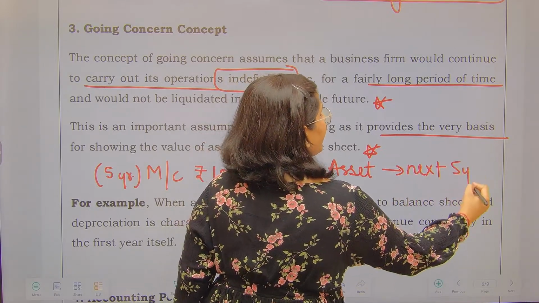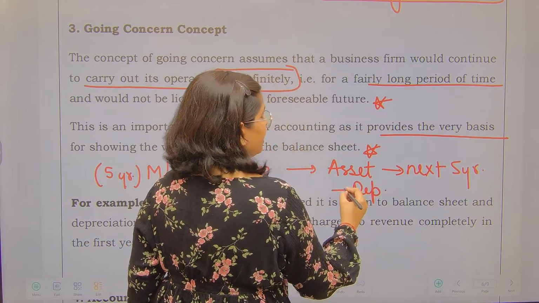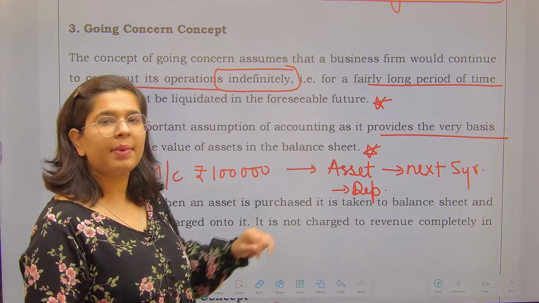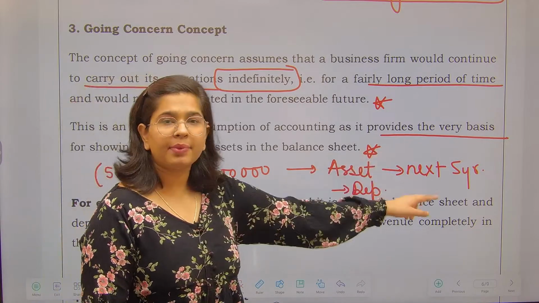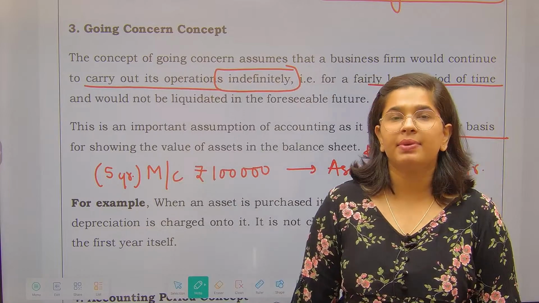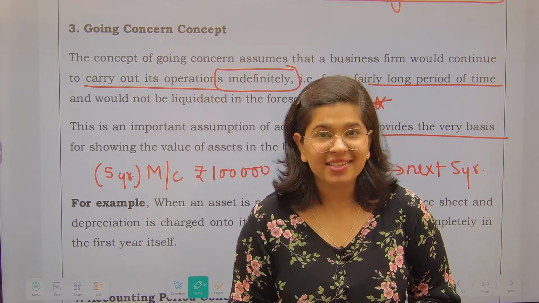And that is why we charge depreciation. Every year I charge depreciation. So what assumption am I making over here? The assumption is that yes, I will be able to use the asset for the next 5 years. For the next 5 years, my business is going to remain continued. Okay, this is the assumption.